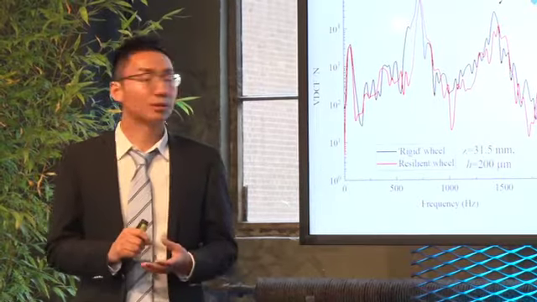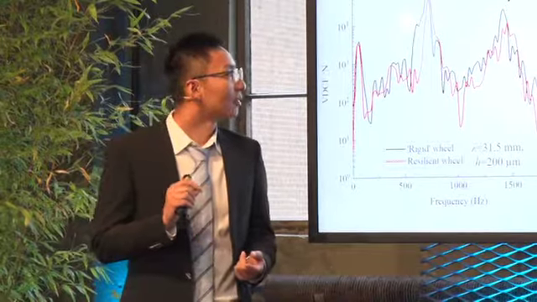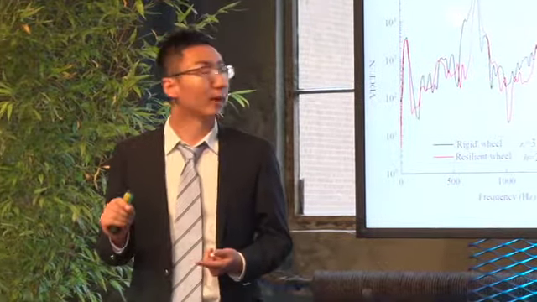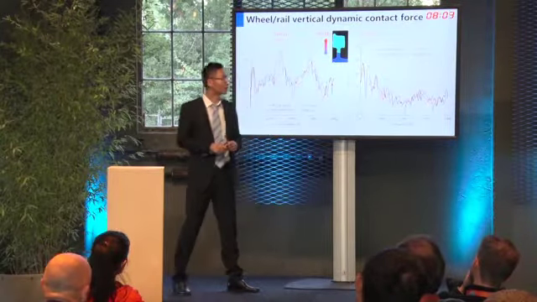So due to the larger mass of the resilient wheel, the unsprung mass of the resilient wheel is larger compared with the rigid wheel. So the increased dynamic force is found.